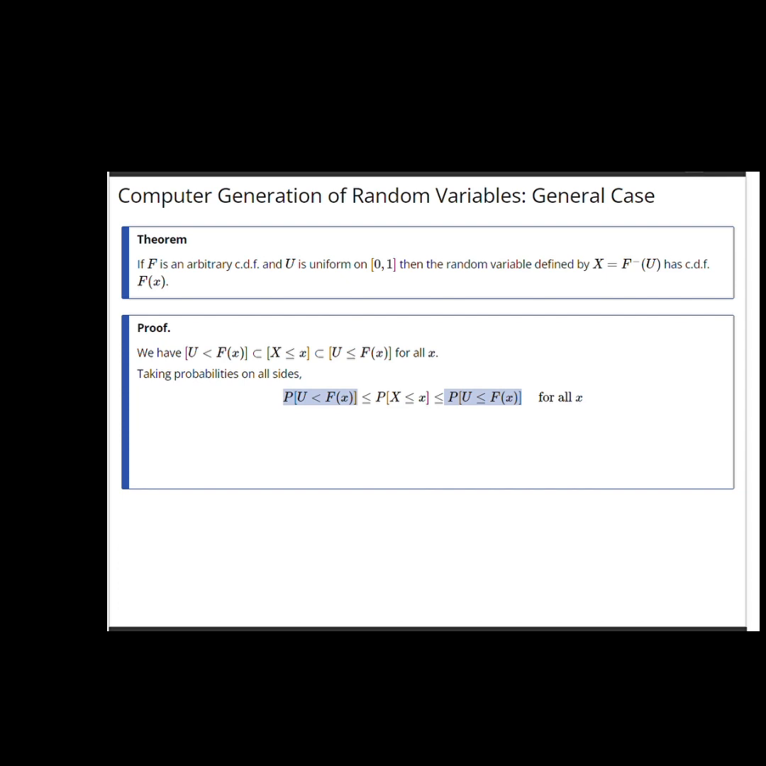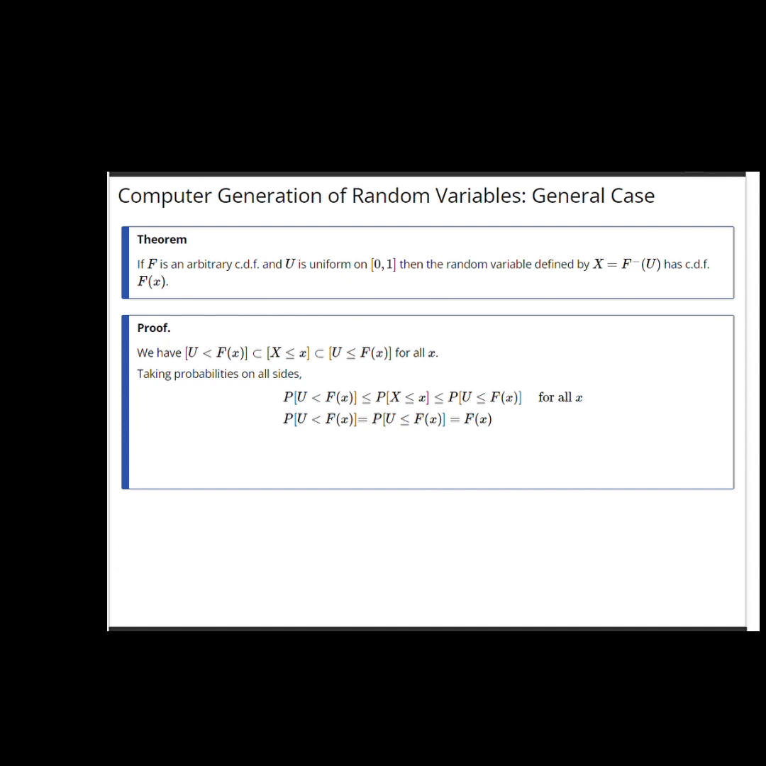Both involve the probability that a uniform is in an interval. The only difference is the right side includes the endpoint, F(x). In either case, the probability is given by the length of the interval, since it's a uniform (0, 1). Both the probability U is less than F(x) and the probability that U is less than or equal to F(x) is exactly F(x), since F(x) is something less than or equal to 1.